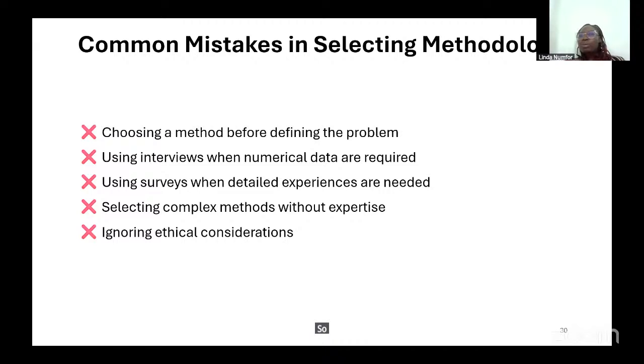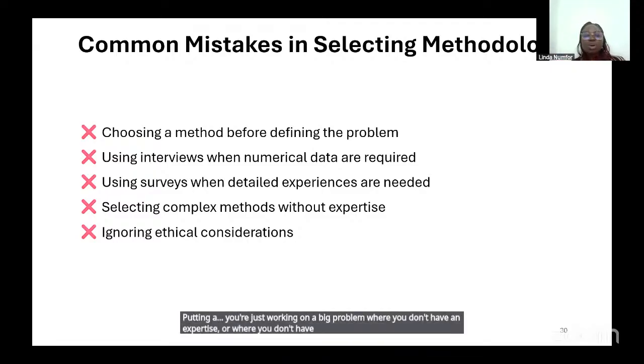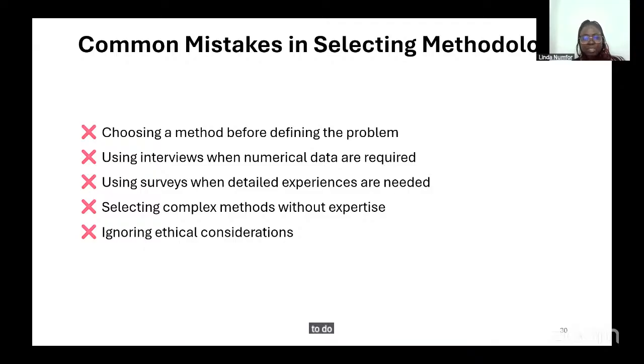So you're just looking at a big problem where you don't have expertise, or where you don't have instruments to do the experiment, or you ignore ethical considerations. You work on patients without seeking their consent, without them signing a consent form. Your findings are not ethical. You now turn to false research methodology.